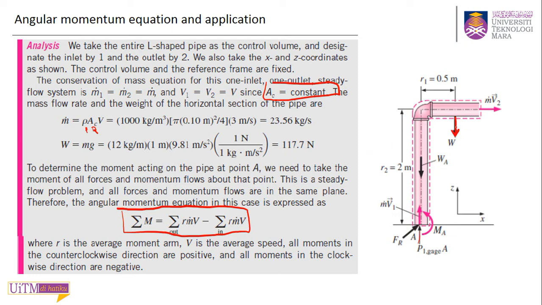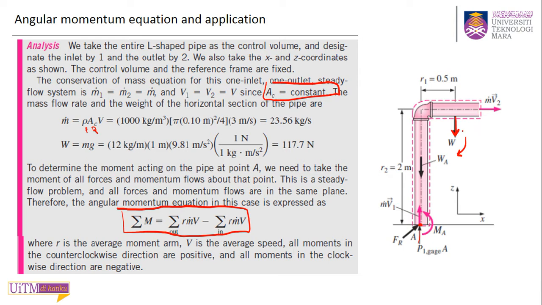So this W will have a moment clockwise from point A. So it will create a moment at point A clockwise. So that's one. To determine the moment acting on the pipe at point A, at point A we need to take the moment of all forces.